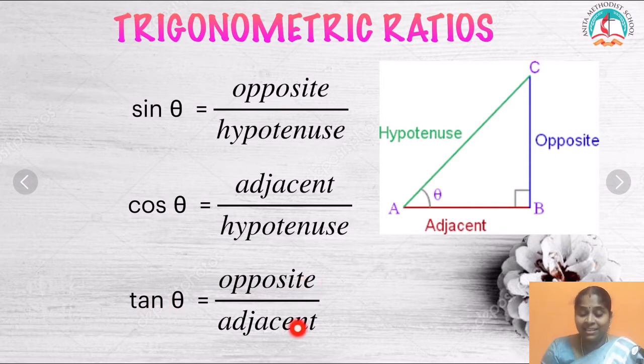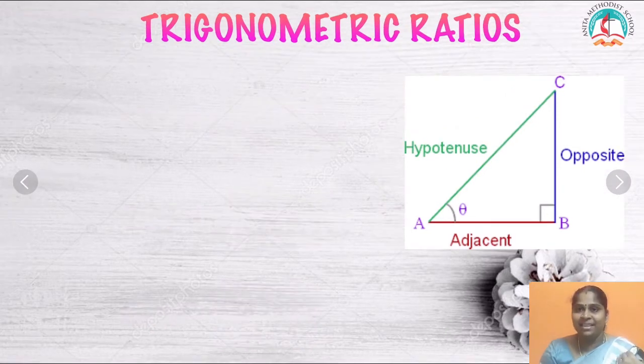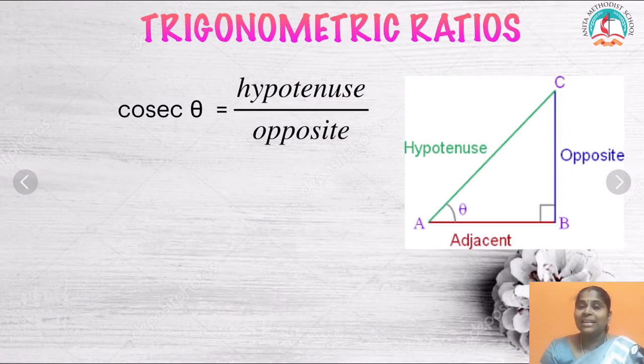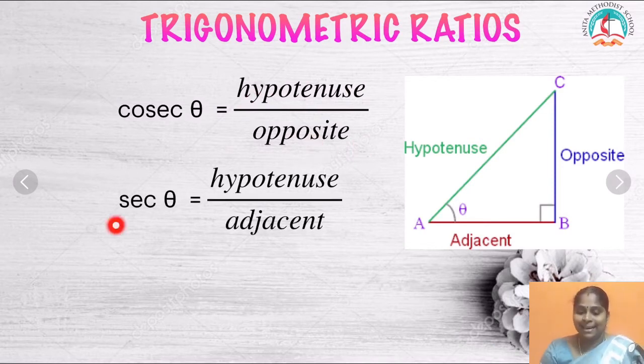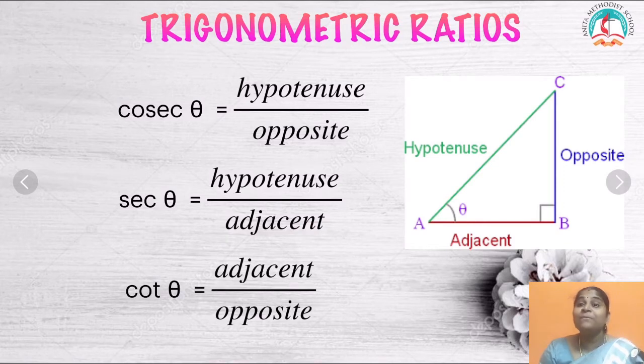And next we have the reciprocal of these three functions, that is cosecant theta. Cosecant theta is equal to reciprocal of sine theta, so hypotenuse by opposite. And secant theta. Secant theta is a reciprocal of cos theta, that is hypotenuse by adjacent. And cot theta. Cot theta is a reciprocal of tan theta, that is adjacent by opposite. We are going to use these 6 trigonometric ratios for the following problems.